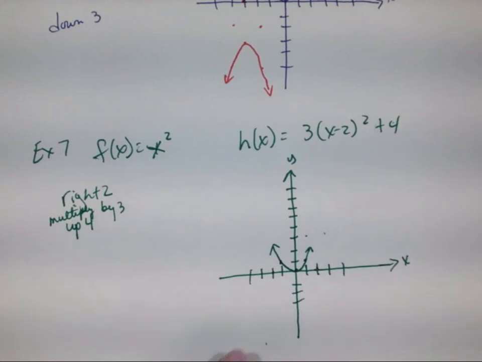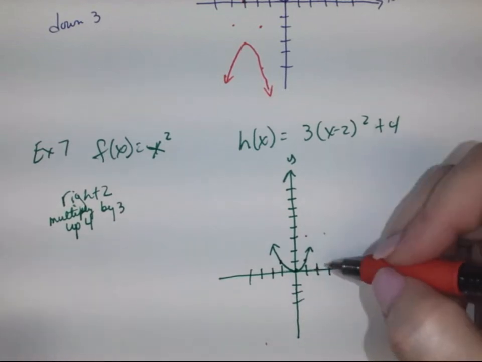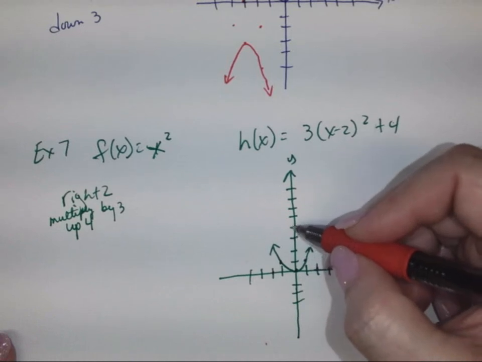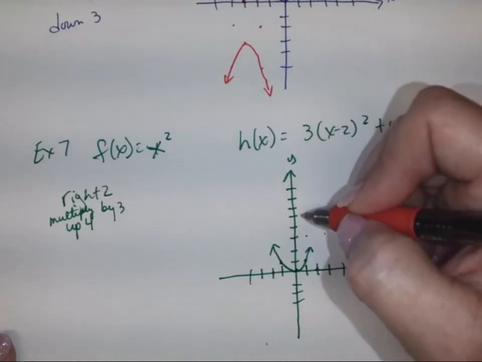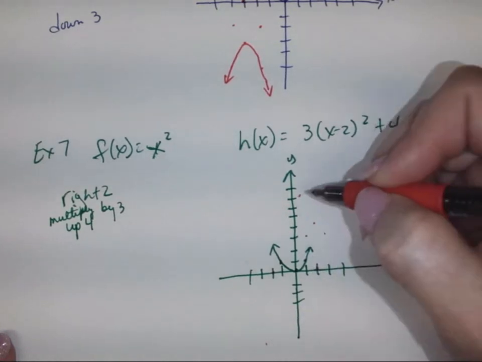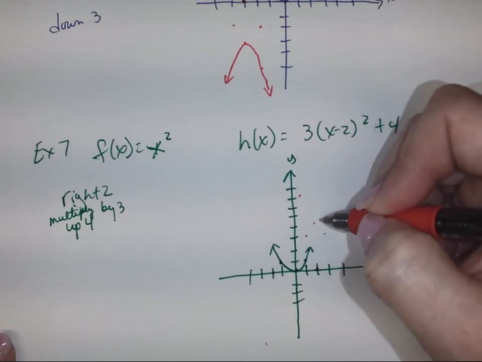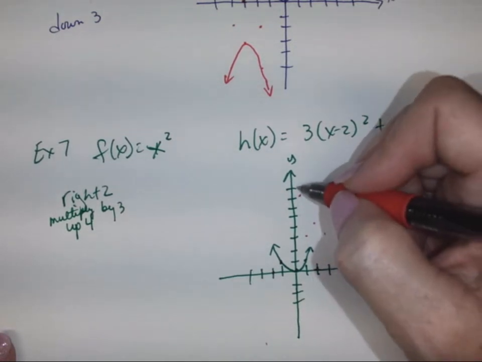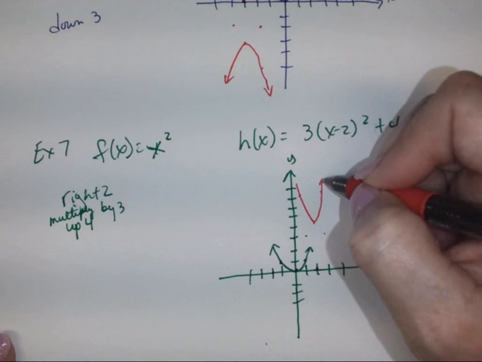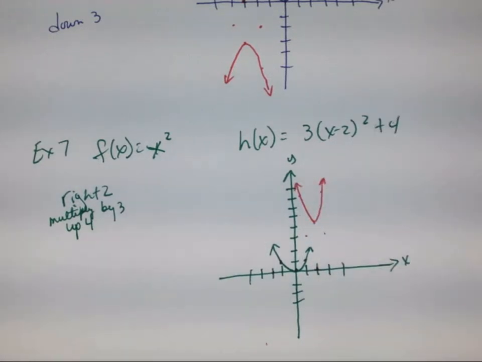That just kind of gives me a point of where I'm starting. Now I'm going to go up 4. So we're going to go up 1, 2, 3, 4, and then bring those up 1, 2, 3, and 1, 2, 3. So it should be about right there. And that's the basic transformations that we are doing with our graphs.